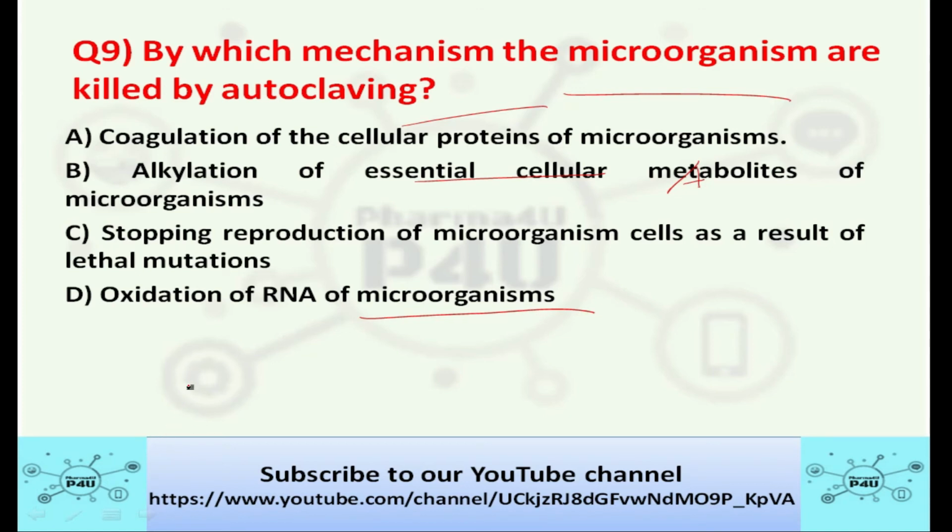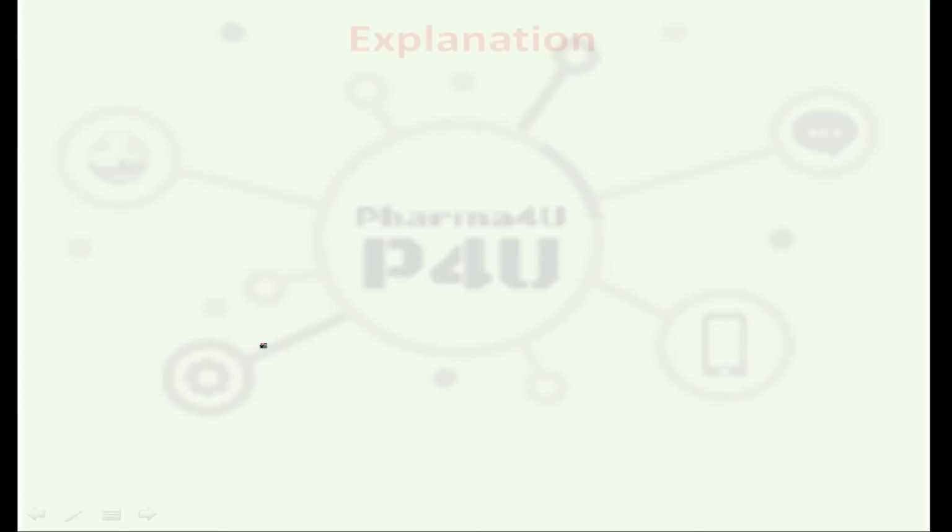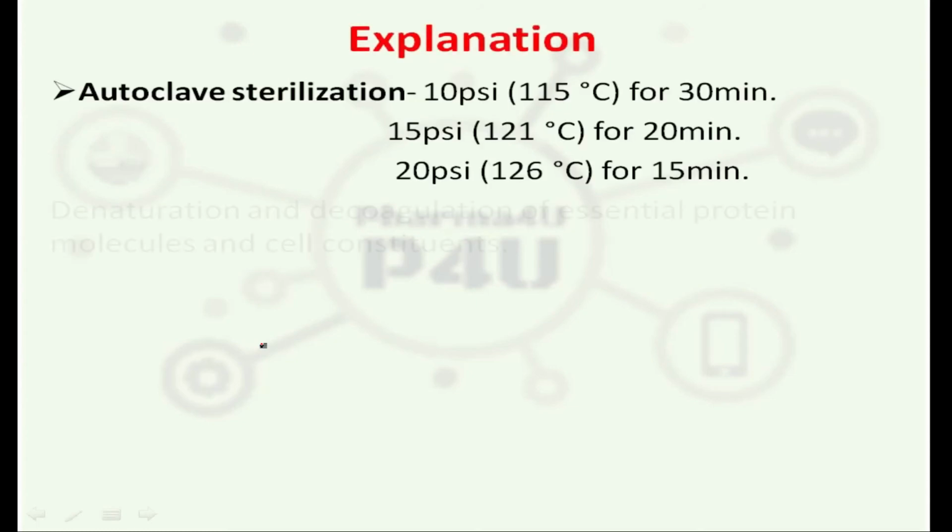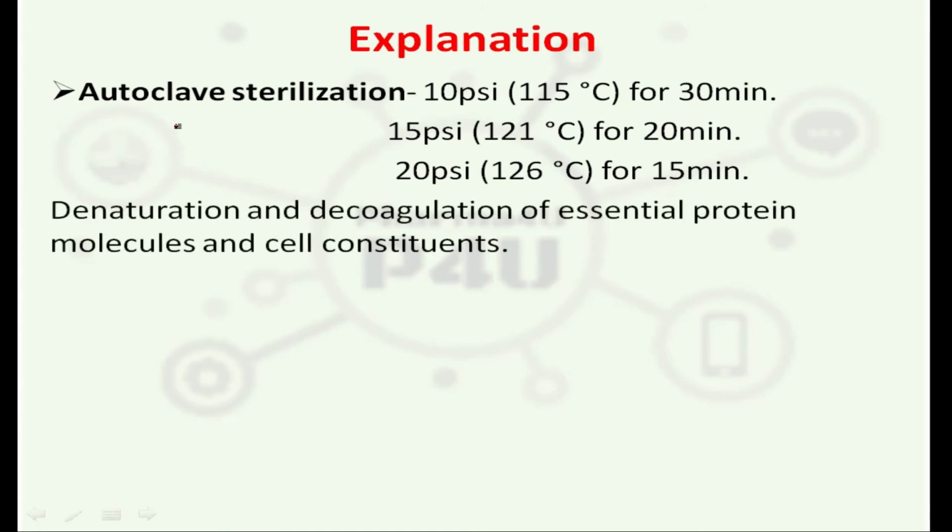So the mechanism is that it actually stops reproduction of microorganism cells by lethal mutation. And what is mutation? Mutation is a sudden change in the genetic material. Now, the last question of this video: first, there is an explanation, students, of autoclave sterilization.